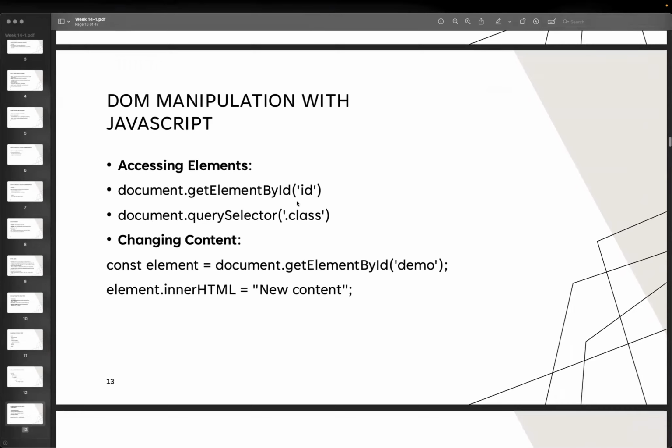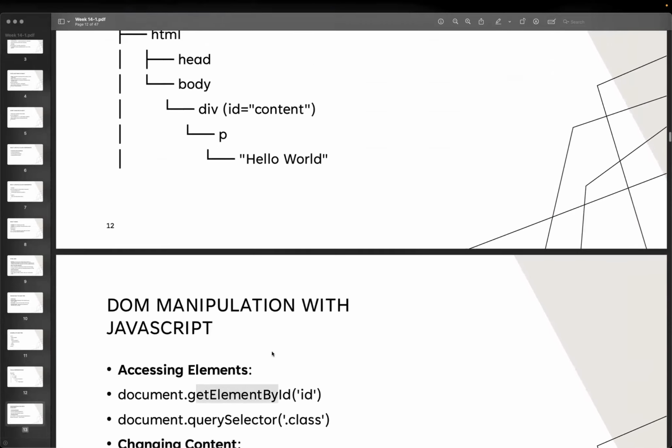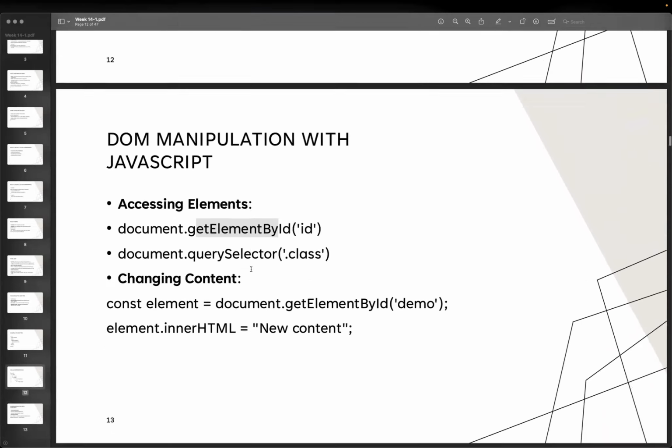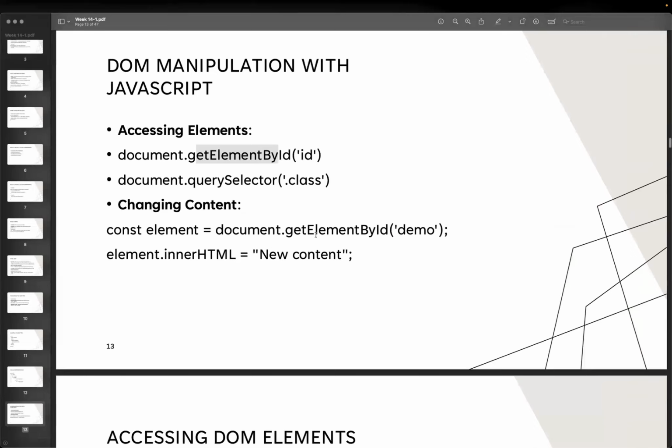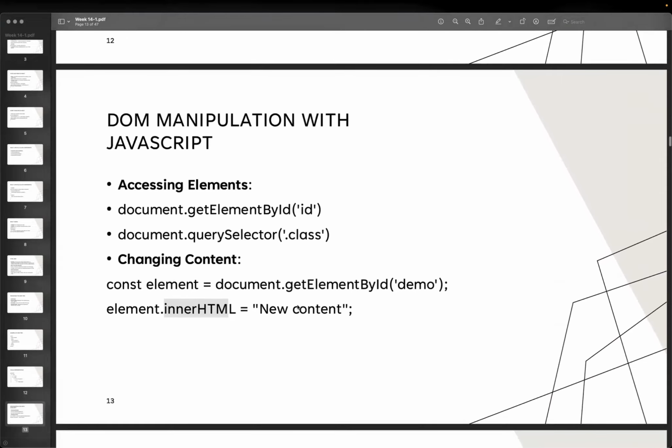And if we need to access the element, we use document, which refers to the page right here, and then we can use the function getElementById, so we can declare the ID and get the value, or the querySelector, so we can get the class. Okay, or if you want to change the content, we can get the value by ID, save the value, and modify it using innerHTML. So you can change from Hello World to new content like this.